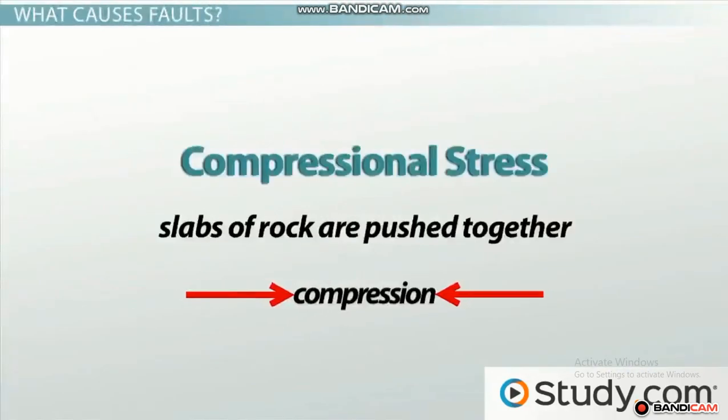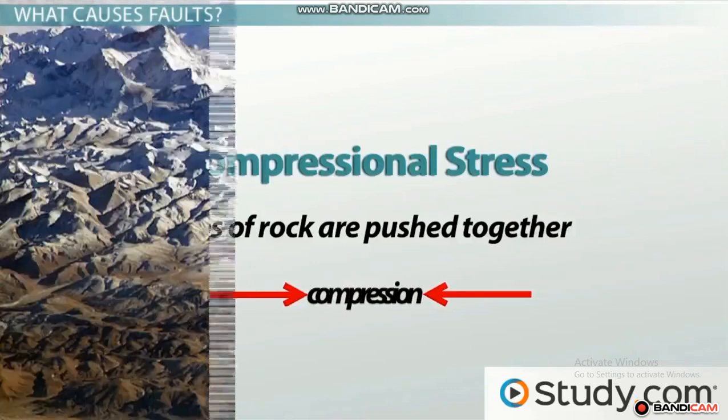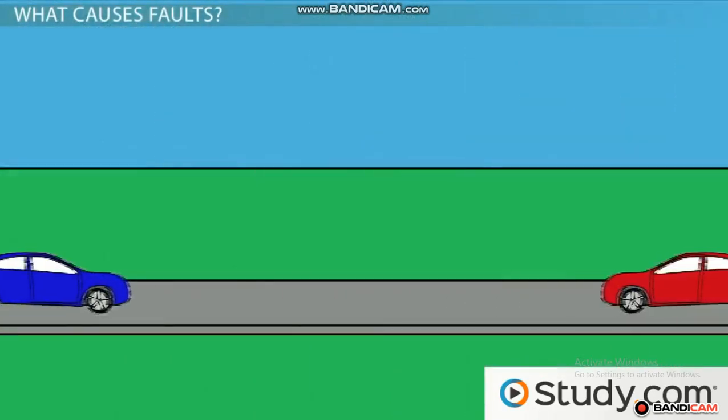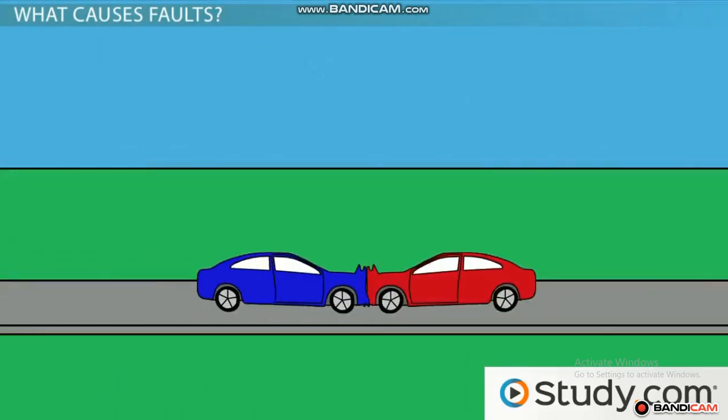Compressional stress is when slabs of rock are pushed together. They are literally being compressed into one another. This is like when two cars crash into each other. They're compressed into smaller, crumpled versions of what they were before.